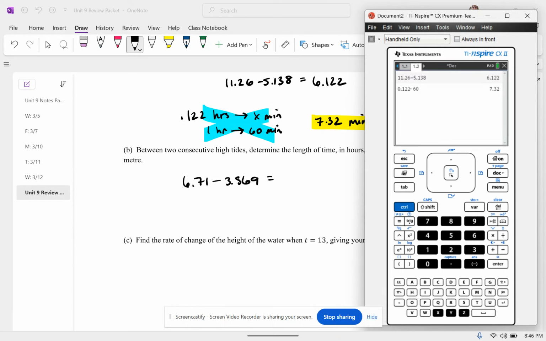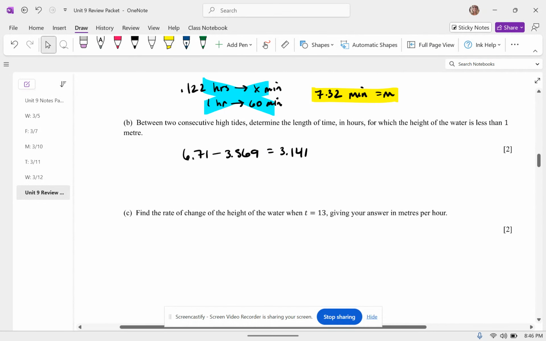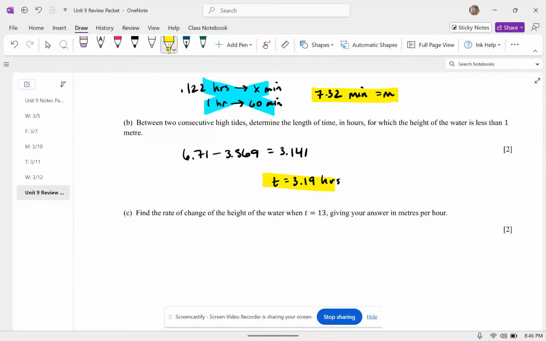So I'm gonna do 6.71, 3.569, 3.141. And then again, on the key, my settings were annoying and they were rounding me a lot. So I think I got something different, like 3.1, whatever. But if you've gotten anywhere in the ballpark from 3.1 to 3.2, you should be pretty good on here. So the time is going to be 3.19 hours. Don't need to convert to minutes because they said in hours. So I'm good to go.